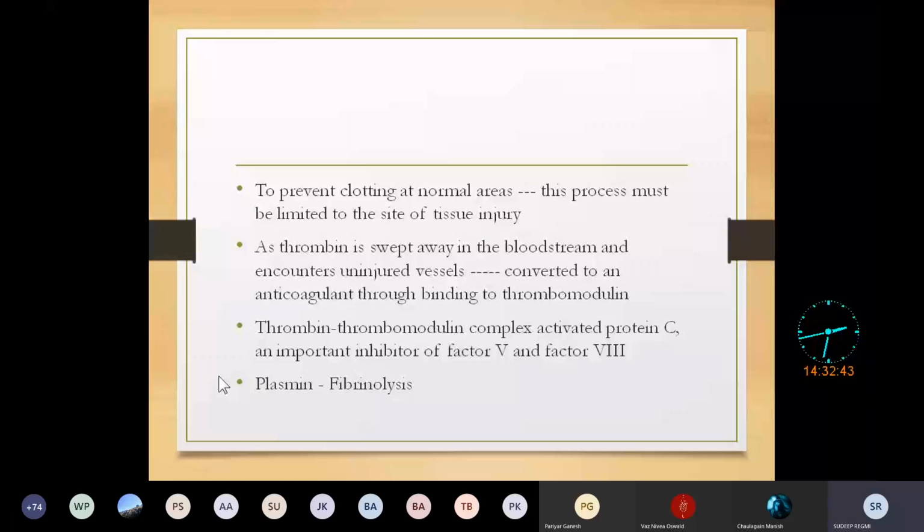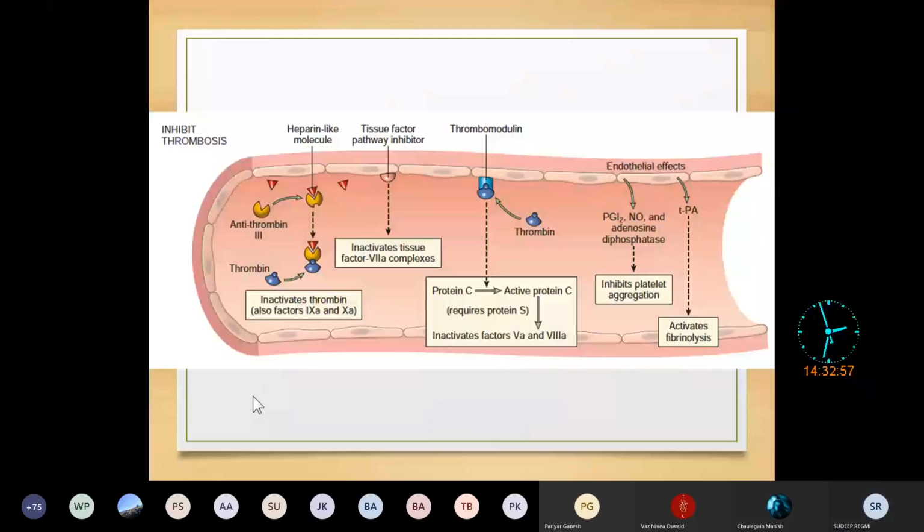From plasminogen, plasmin will be made, and there will be fibrinolysis with the help of this plasmin. So here you can see one is thrombomodulin. If there is thrombin which is freely flowing in the blood, and there is an intact endothelium, then the thrombomodulin will activate protein C and inactivate the activated factor 5 and factor 8. So there will be no formation of thrombus at this area.